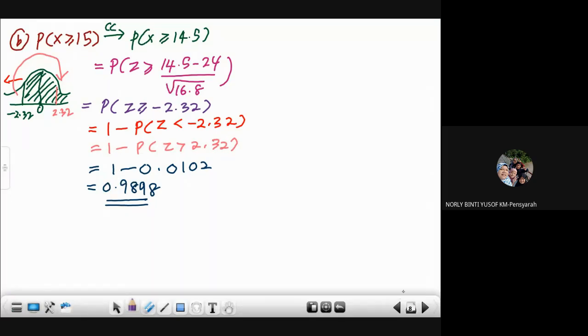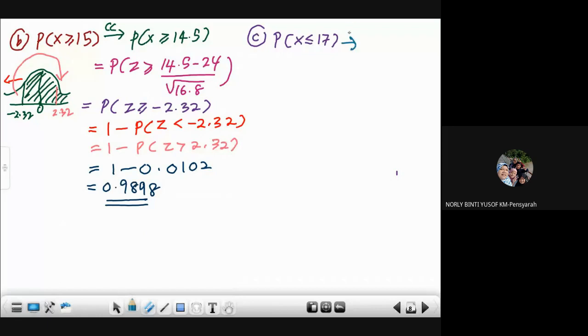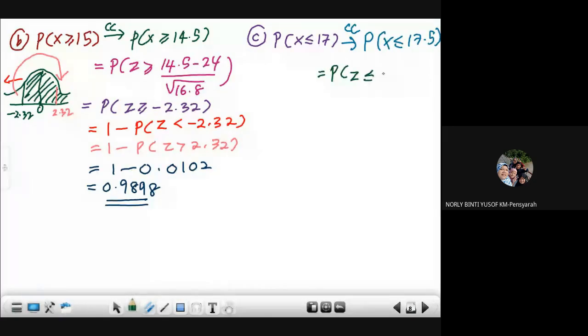C lesser kan? Lesser than equals to 7. Sama, buat CC dulu, because you approximate. So lesser ada sama dengan, so tambahlah kan. So 17.5. Okay, simbol dia masih sama. Cuma you need to add or minus 0.5 based on the symbol. Then baru you standardize. So 17.5 minus 24 over 16.8 square root. So you will got Z lesser negative 1.59.